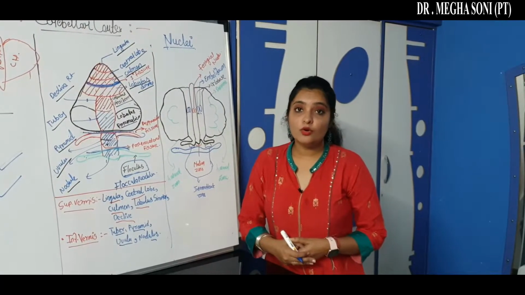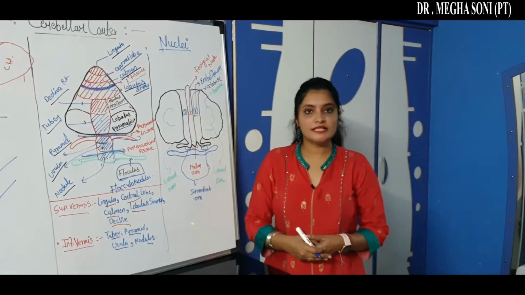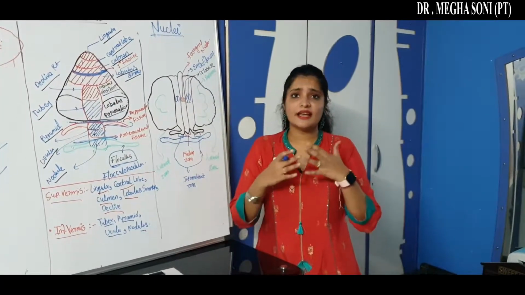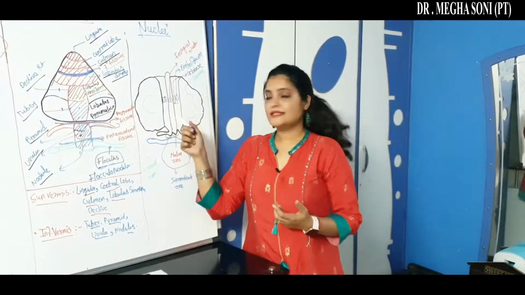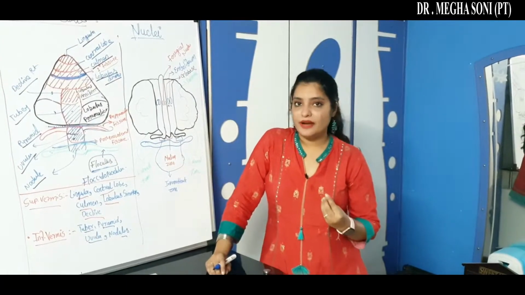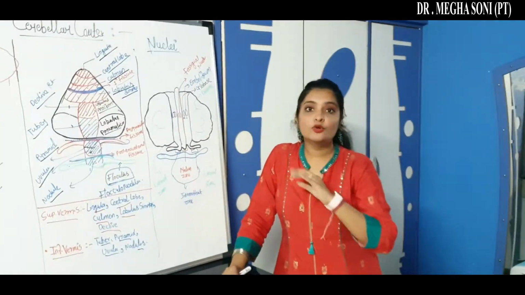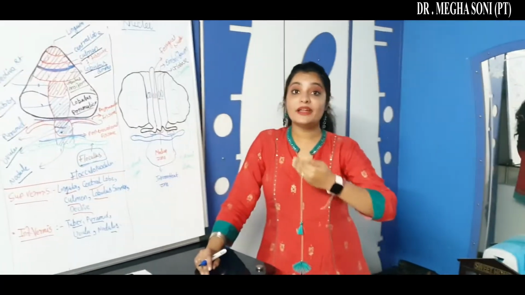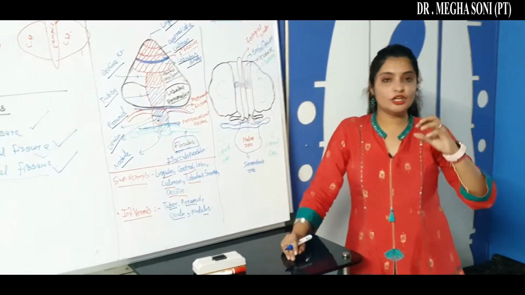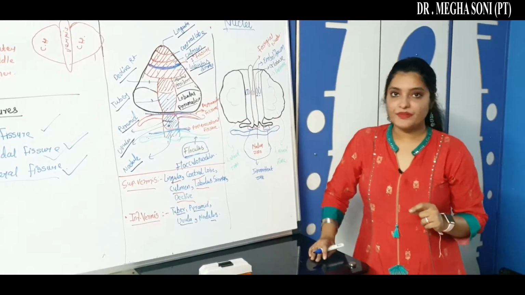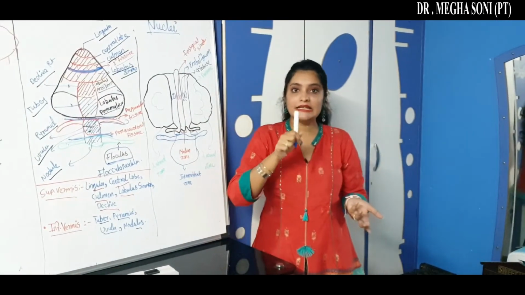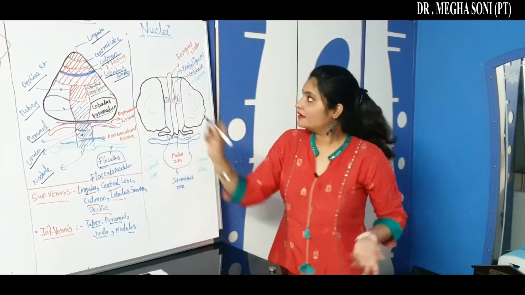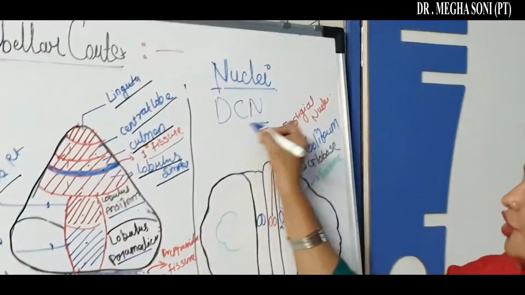Now we'll talk about the nuclei which are deeply situated in the cerebellar hemisphere. As I said, the cerebellar cortex has grey matter on its outer side and white matter on its inner side. But inside the white matter, there are a few nuclei made up of grey matter, embedded in white matter. Fine. So we'll discuss deep cerebellar nuclei, DCN. Okay, it's a short form of deep cerebellar nuclei.